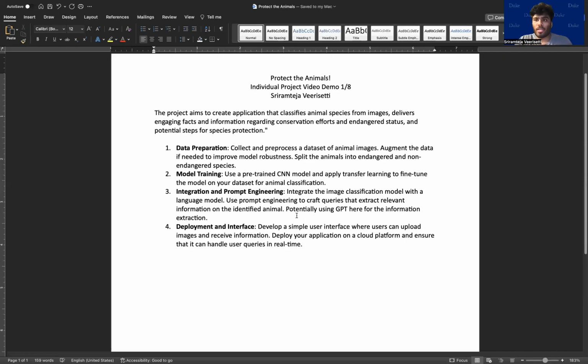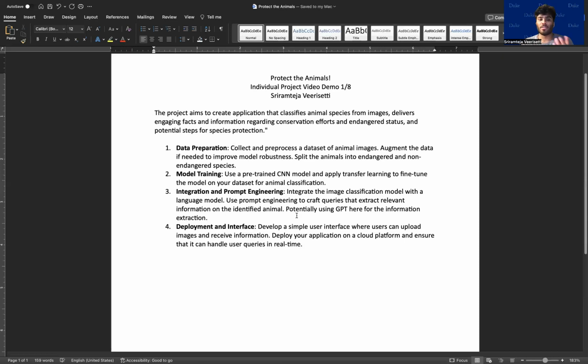For the model training, I'm planning on using a transfer learning model that's already pre-trained with certain weights, fine-tuning that model to better enhance it for the specific topic by adding on a fully connected layer that's more tailored to this particular data set.